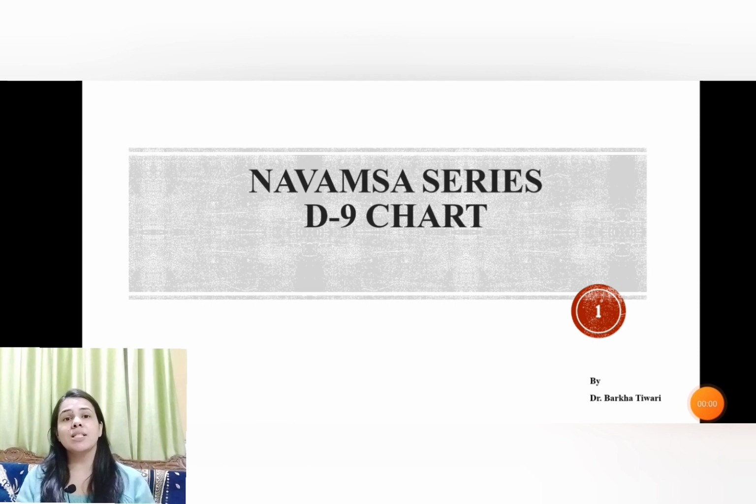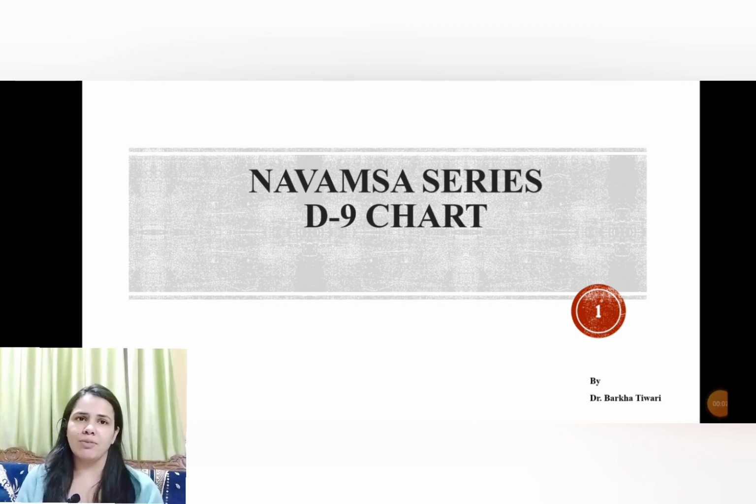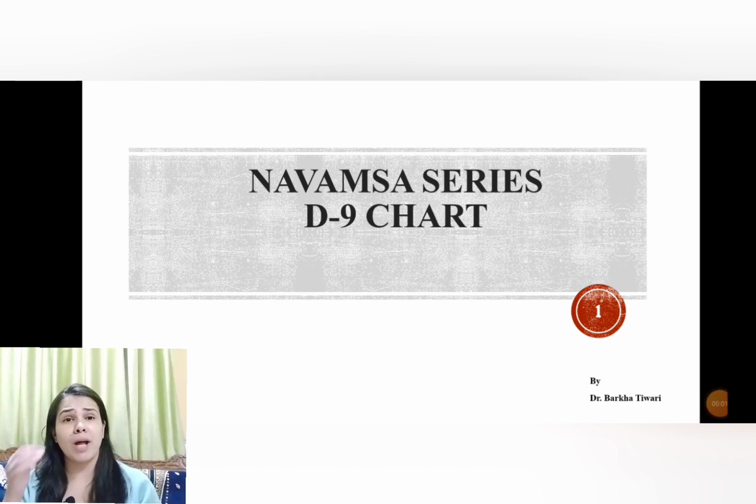So it basically tells the bhagya, the luck of all the planets placed in the D1 chart, and whenever they get activated, the Navamsa of that particular planet, the luck of that planet, which is visible from the D9 chart, gets activated.